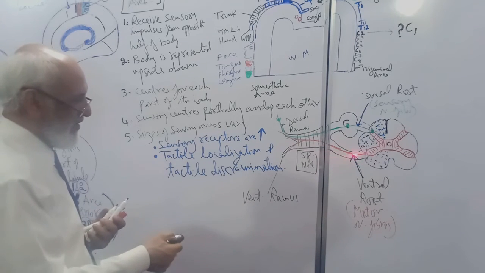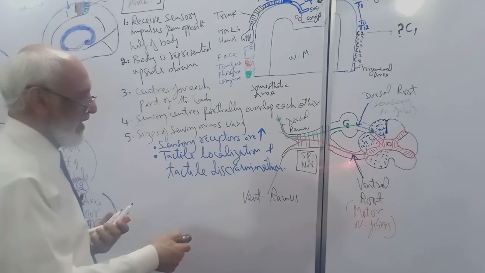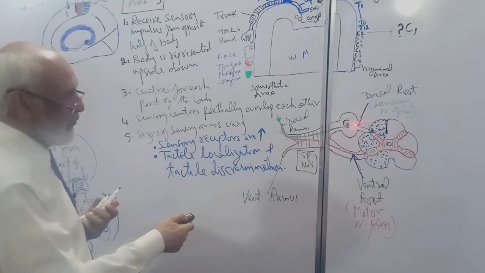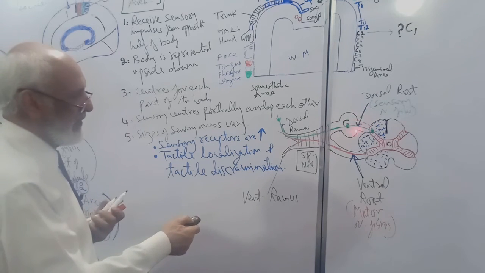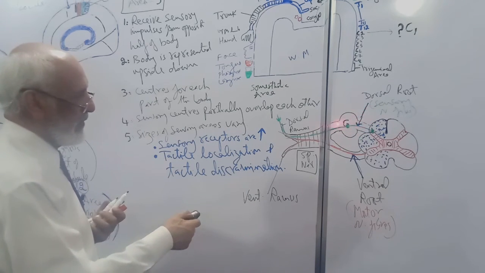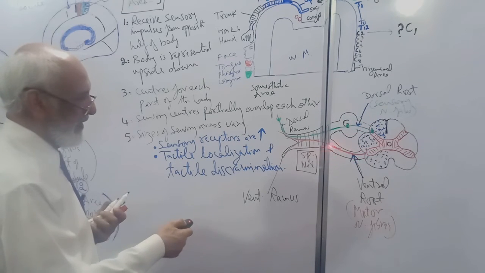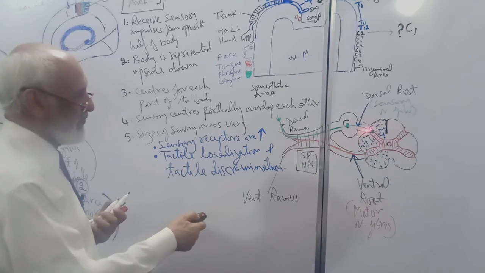The motor root comprises motor fibers. When we cut the motor root, there will be loss of motor activities. The dorsal root comprises sensory fibers. If we cut the dorsal root, all sensation will be lost. But because the motor root is intact, the muscles have normal nerve supply, but sensation will be lost.